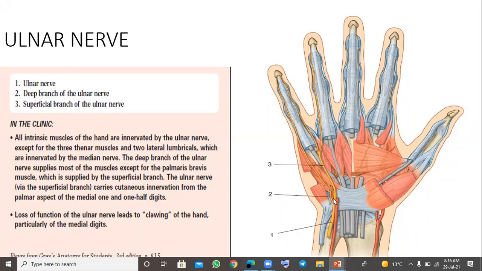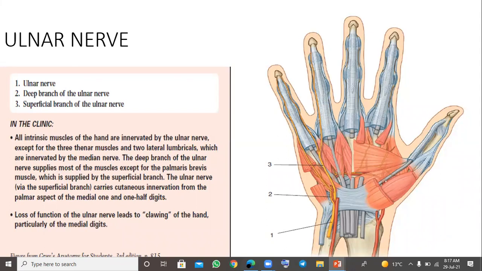It is the one that will basically supply almost all the remaining muscles except for those supplied by the median nerve. Okay. Then there's that other branch there, the superficial branch of the ulnar nerve. The superficial branch of the ulnar nerve only innervates one muscle, the palmaris brevis. Then it will supply the skin of the little finger and the medial half of the fourth digit. So that's the superficial branch and the deep branch of the ulnar nerve.